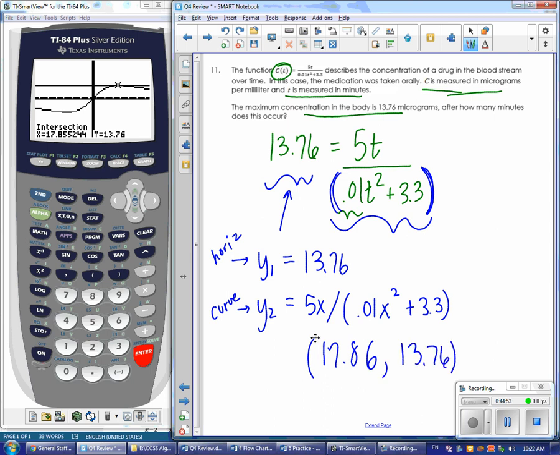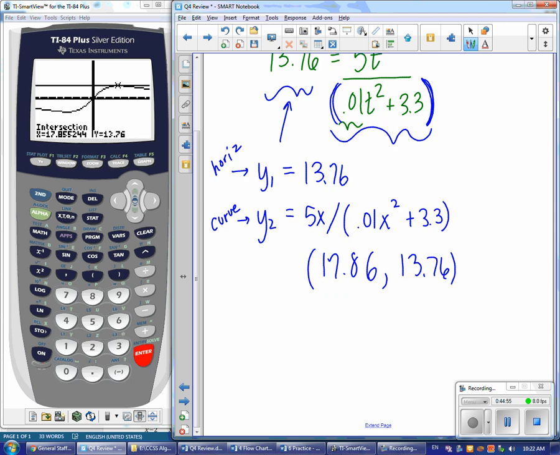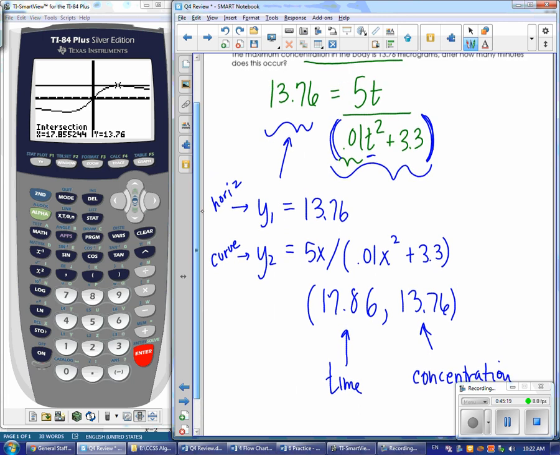Well, let's think about it. On our calculator, we're talking about x and y, but in this equation, our x is really time. So here's the time, and our y value is the concentration. So this is the concentration, and this is what we knew, right? We set the concentration at 13.76. We were asked how many minutes or after what time does this occur. So the answer to my question, and I'm probably going to want to refer back to using the t, is going to be t equals 17.86, and the units of interest were minutes.